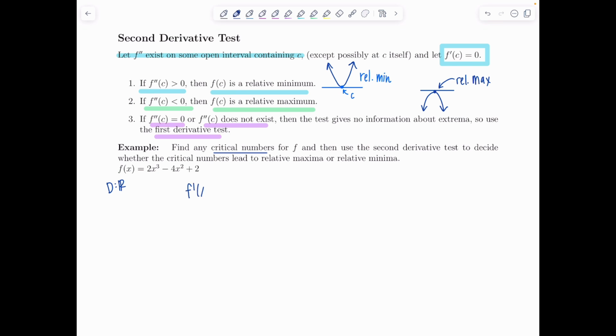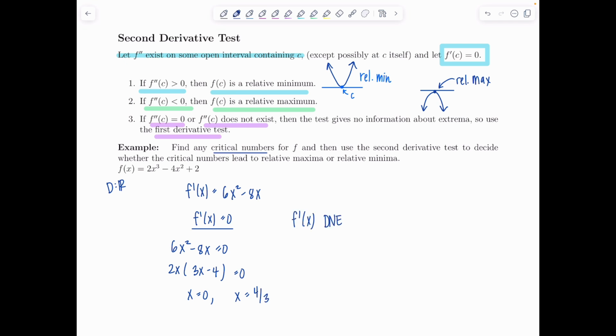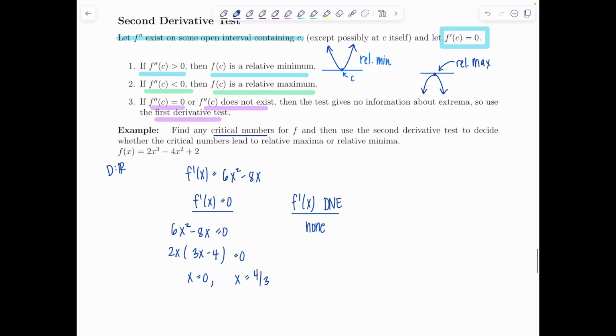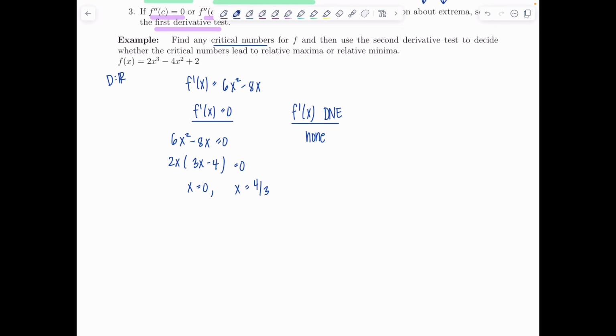So f prime of x is going to be 6x squared minus 8x. Let's see, where's f prime of x equals 0? If 6x squared minus 8x is 0, I can factor out a 2x, and I have 3x minus 4, right? So that's when x is 0 or x is 4/3. And then is there anywhere the derivative doesn't exist? Well, no. But just always think about it, okay? Just think about it.